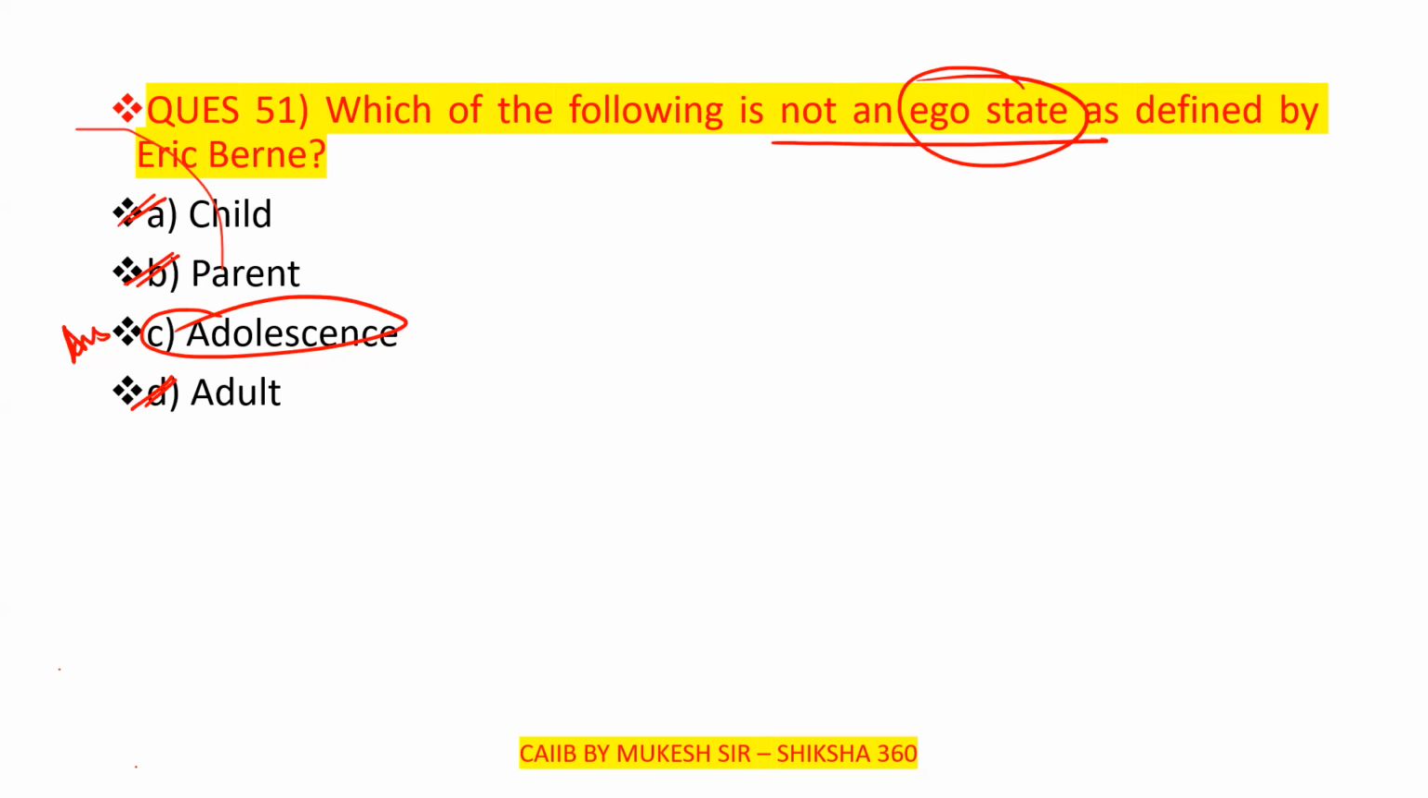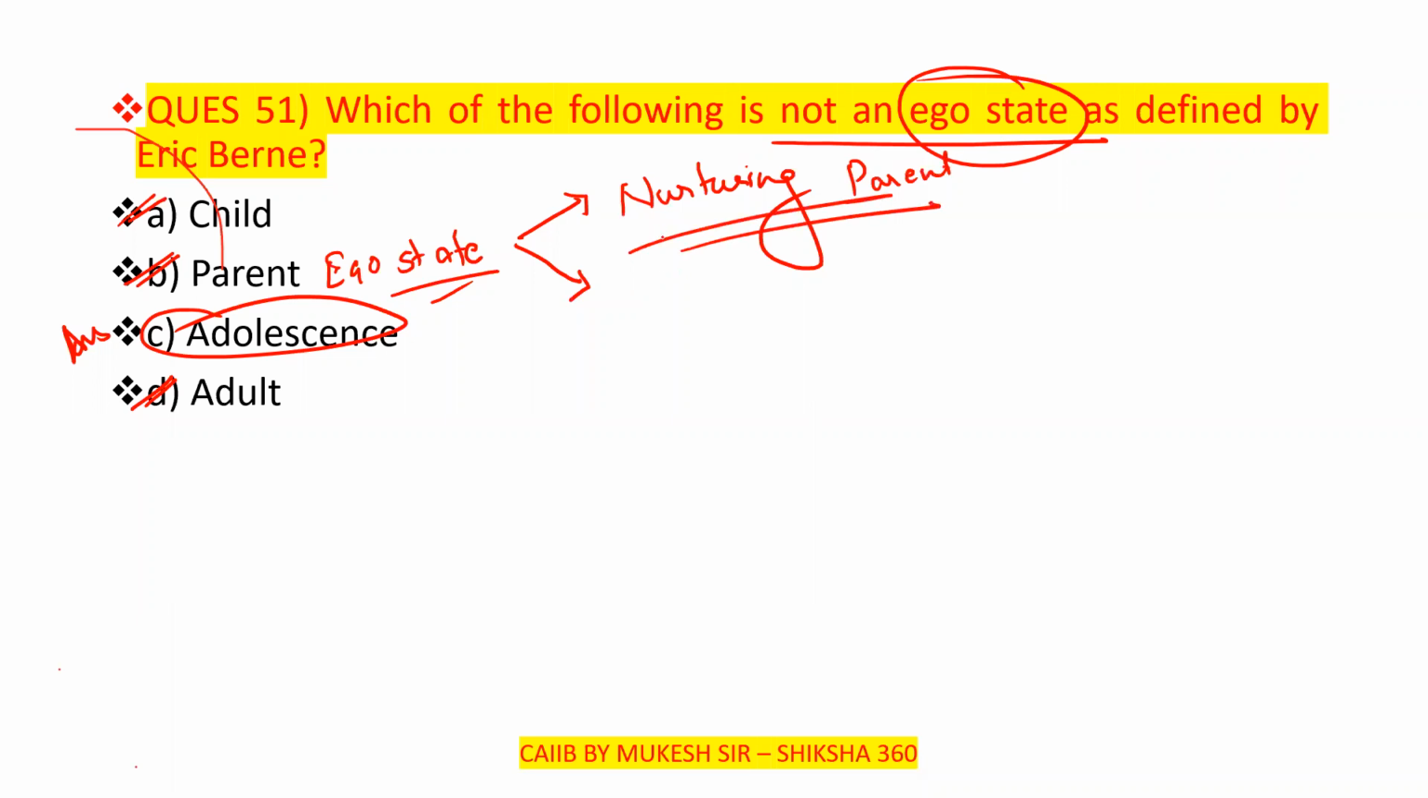One more question, basically under the parent ego state. Under the parent ego state, there are further two parts. First one is the nurturing parent. Second one is the critical parent.